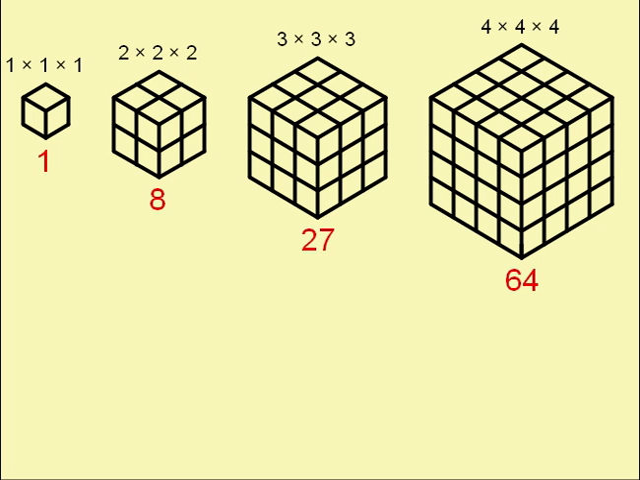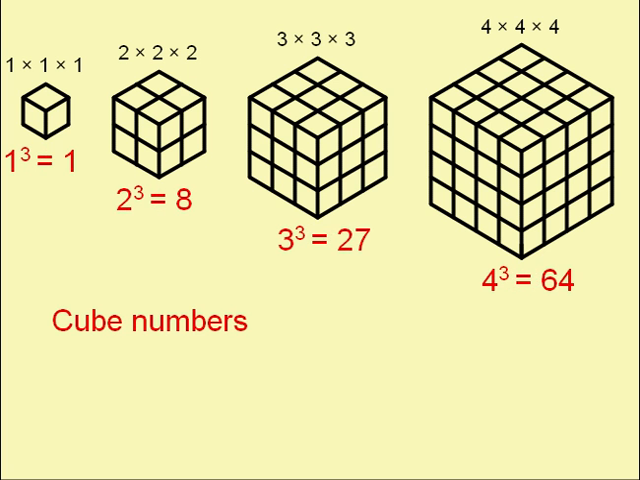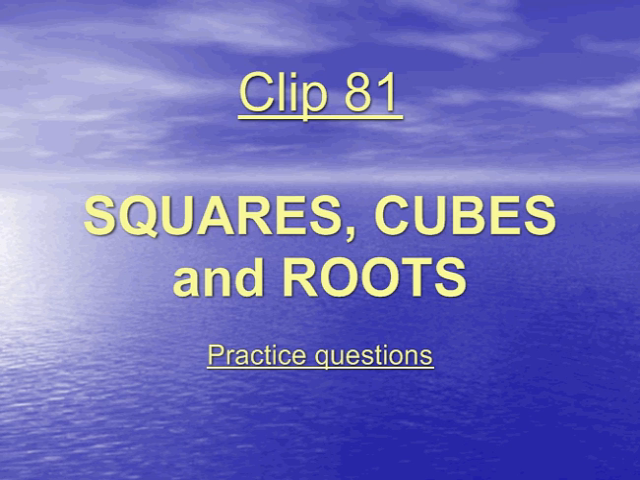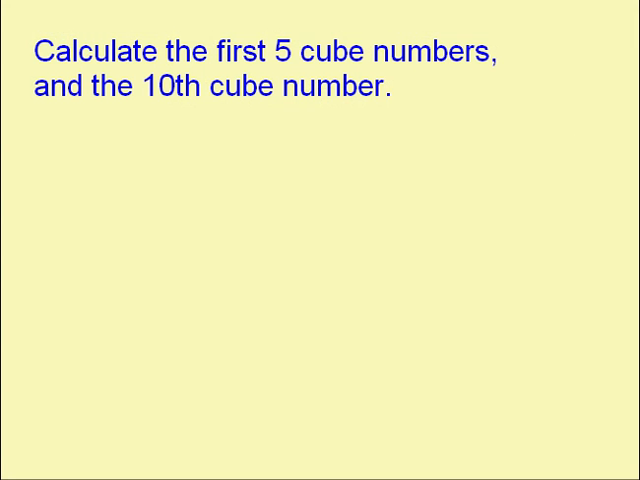So these numbers, 1, 8, 27 and 64, are called cube numbers. And we can also write them like this: 1 cubed equals 1, 2 cubed equals 8, and so on. Now you're going to try calculating the first 5 cube numbers and the 10th cube number. To give you some help, your working out should look like this.